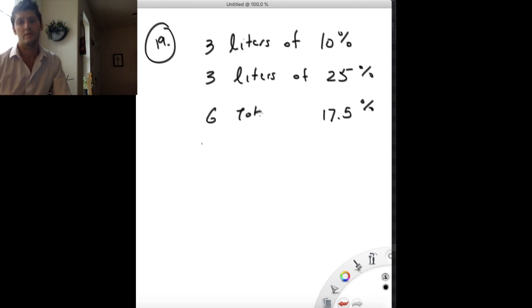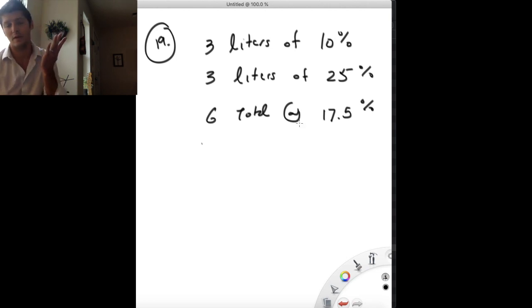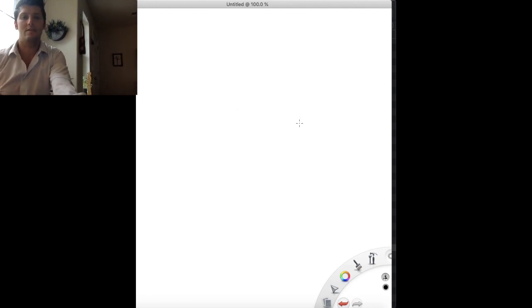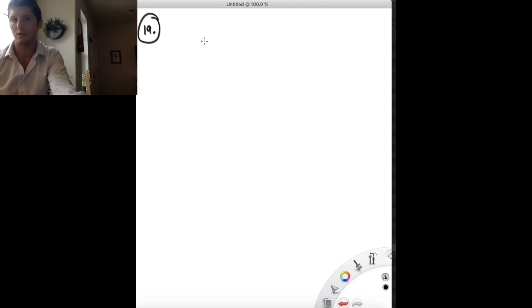6 total liters at 17.5%. Well, look, we wanted a 15% solution, so I want fewer liters. So the way I did it the first time, again, this isn't the most practical way, but look, you don't always know what you're going to do on this test, and I want to be honest with you about how to create progress when you don't know what else to do.